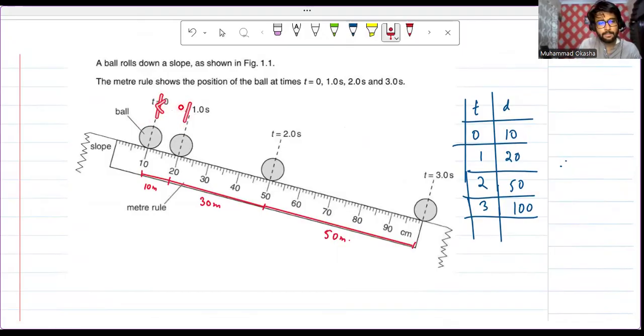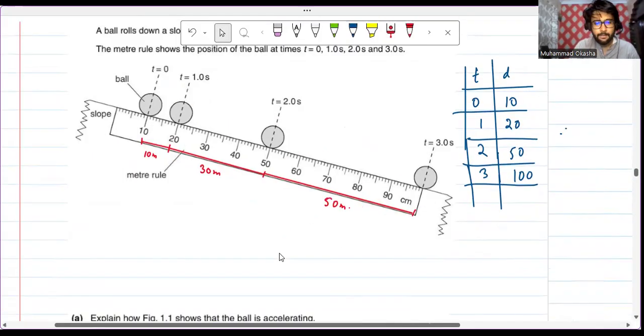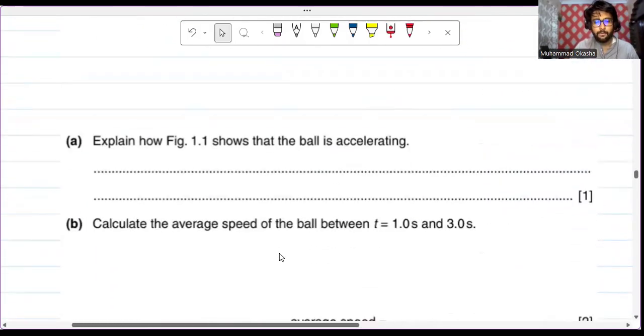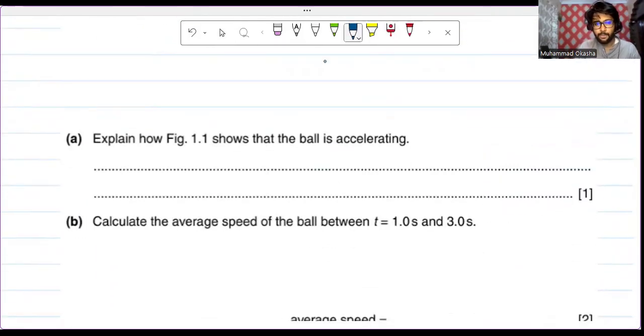This is 1 second. This is also 1 second. This is also 1 second. The time stays the same, but the amount of distance traveled in the same amount of time is different, right? So how the figure 1.1 shows the ball is accelerating, how would you show that?